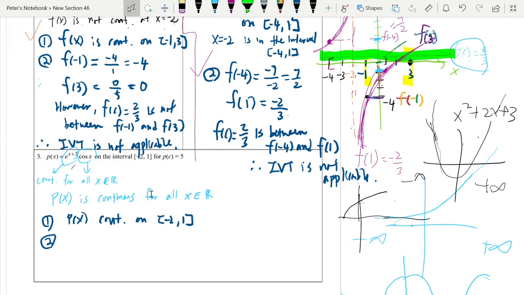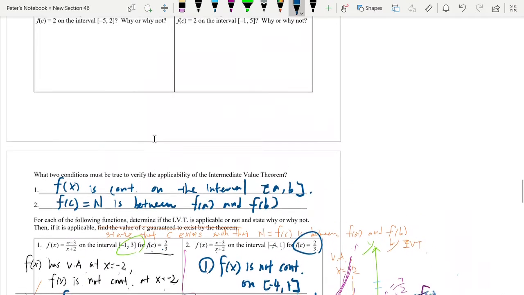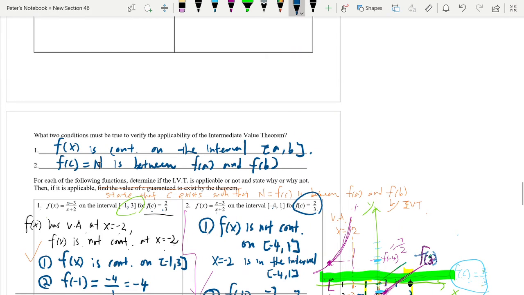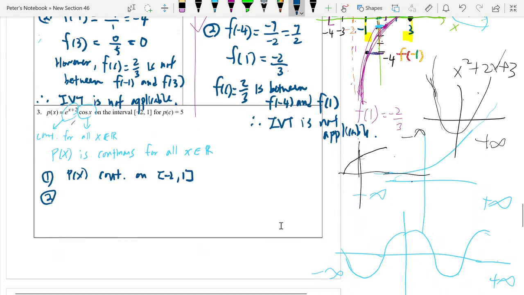Okay, number 2. I want to find if there exists a C such that P of C equals 5 within the interval of negative 2 to 1. In order to check that, we have to satisfy the condition that n should be between f of a and f of b. So we have to check P of negative 2 and P of 1.